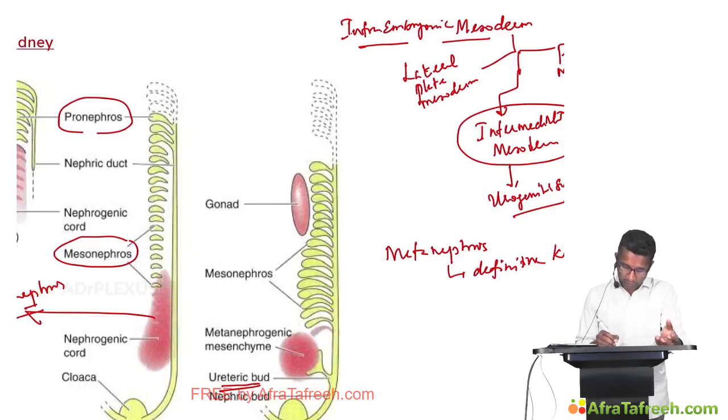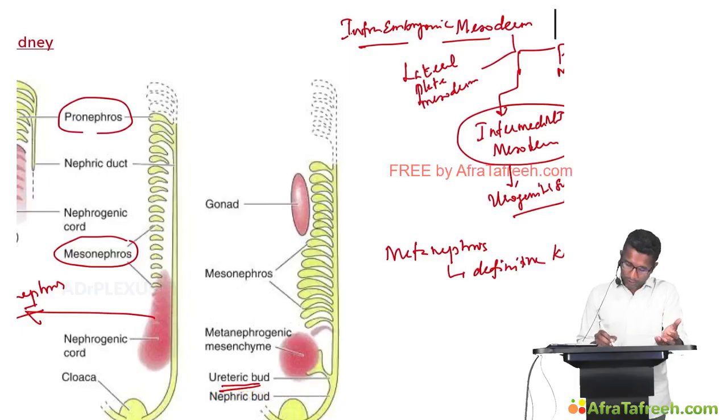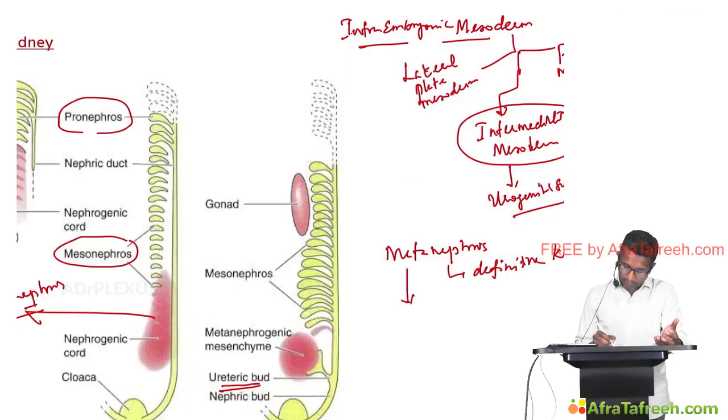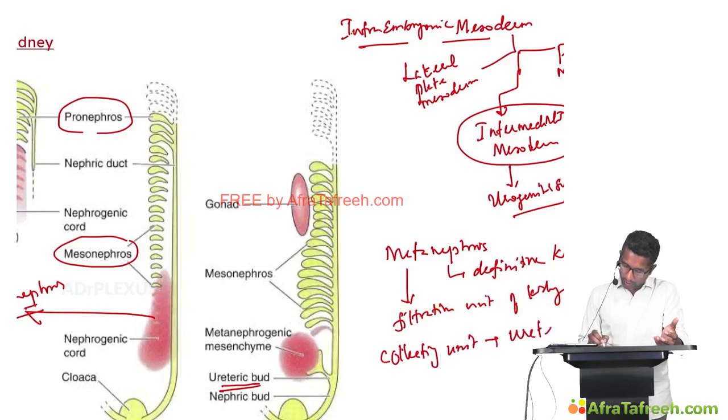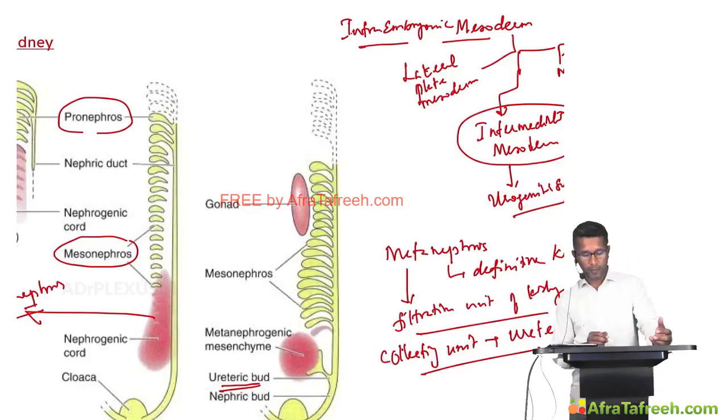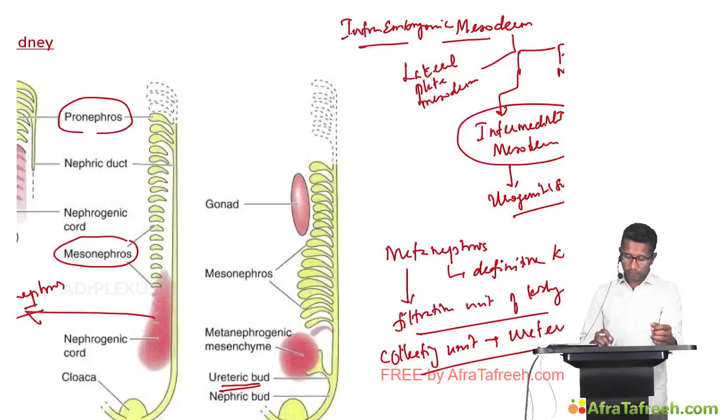It is because of the influence of the ureteric bud that the metanephros starts to differentiate and forms the kidney. The metanephros forms the excretory part, the filtration unit of the kidney, whereas the collecting unit is derived from the ureteric bud.